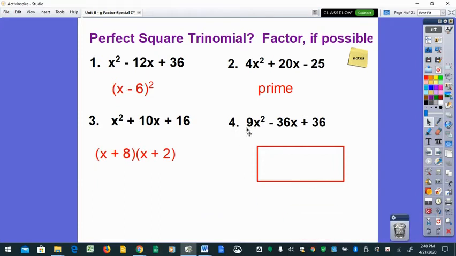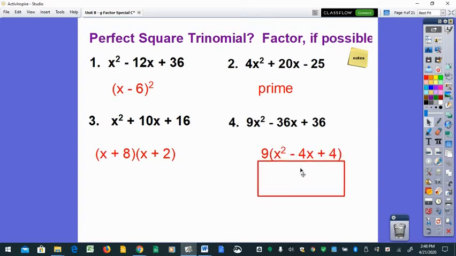And the last one here, before I go anywhere, I'm going to notice that there is a greatest common factor. So the first thing I'm going to do is factor out that 9, and boy, does that make this a lot more pleasant to work with. So 9 times x squared would give me the 9x squared. 9 times negative 4x would give me the negative 36x. And 9 times positive 4 would give me the positive 36. The 9's going to come along for the ride.